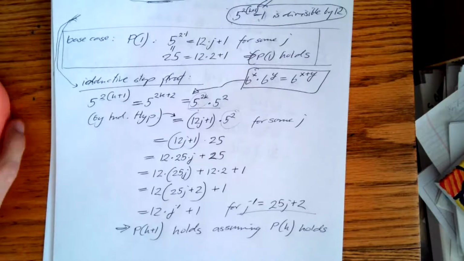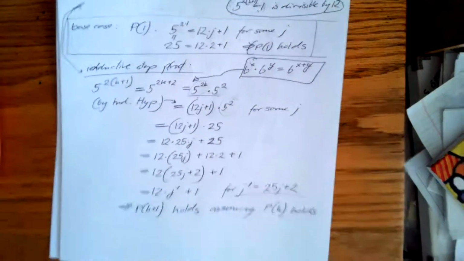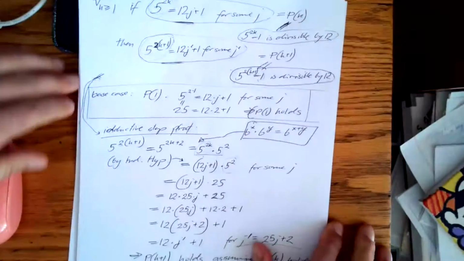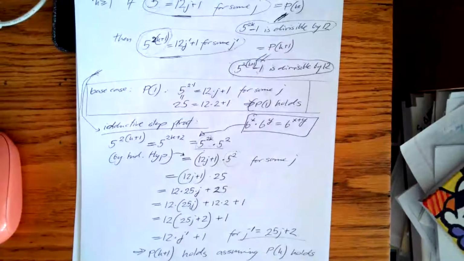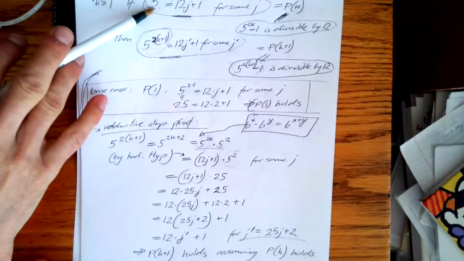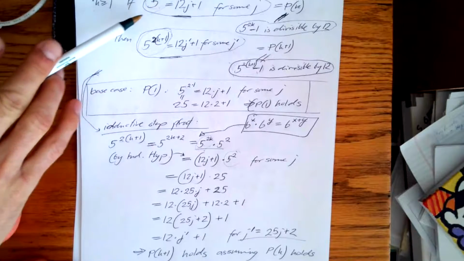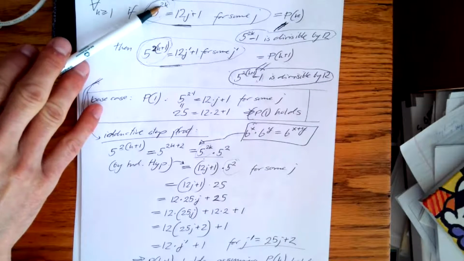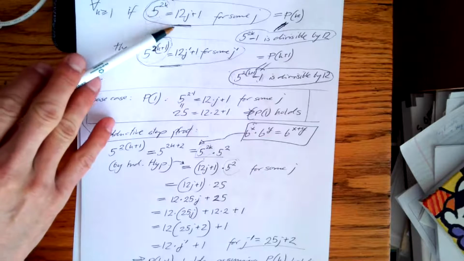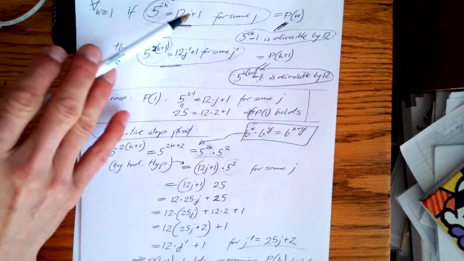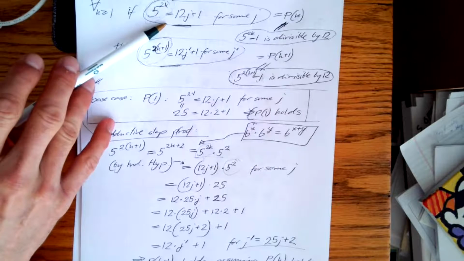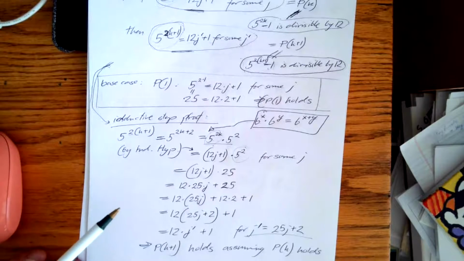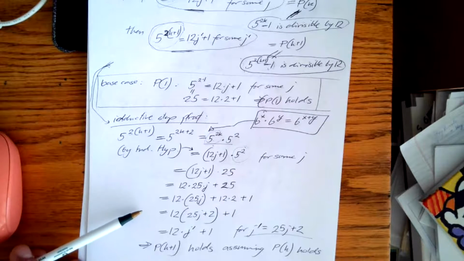In some sense, what is happening here is that when you look at this statement, that a power of 5 to some positive power is always 1 plus some multiple of 12, it appears like, how do I show this directly? But it turns out that with induction, it's basically very simple.